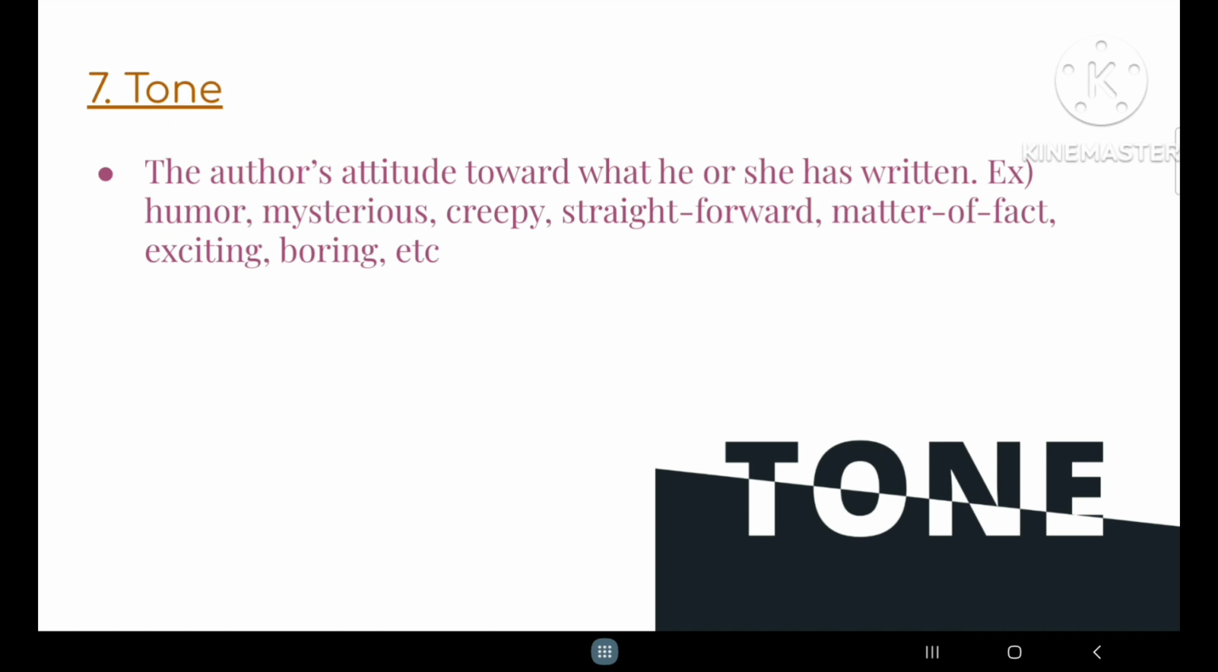The seventh literary element of children's literature is tone. Tone is the author's attitude towards what he or she has written. For example, humorous, mysterious, creepy, straightforward, matter of fact, exciting, or boring.